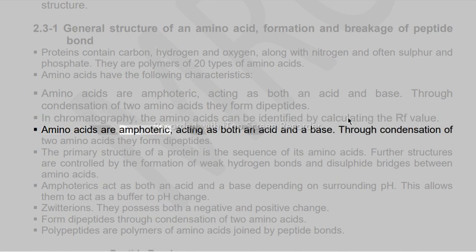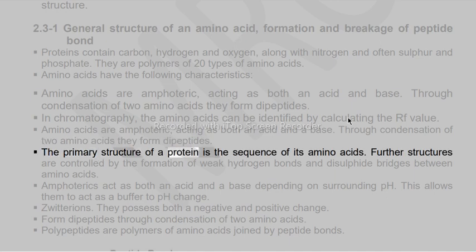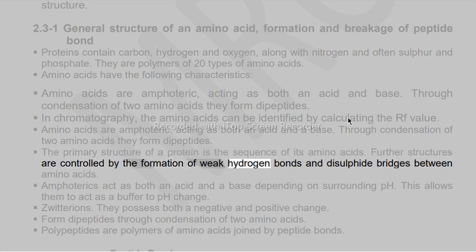The primary structure of a protein is the sequence of its amino acids. Further structures are controlled by the formation of weak hydrogen bonds and disulfide bridges between amino acids.